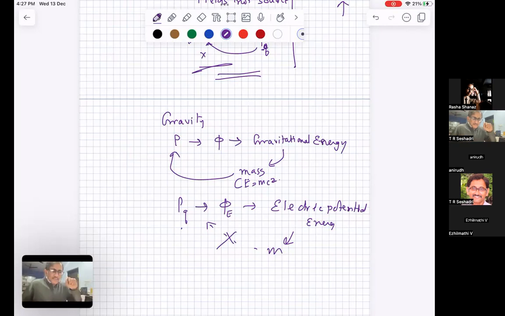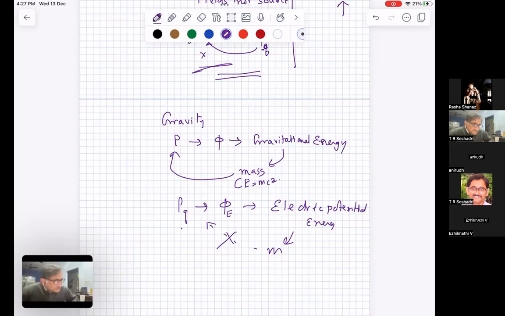Unlike the case of electromagnetism, if I have a field, it tells my charge how to move. But this thing does not produce more field. I mean, the energy density of this does not produce more field.